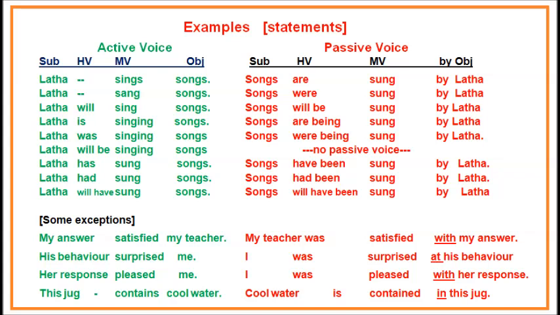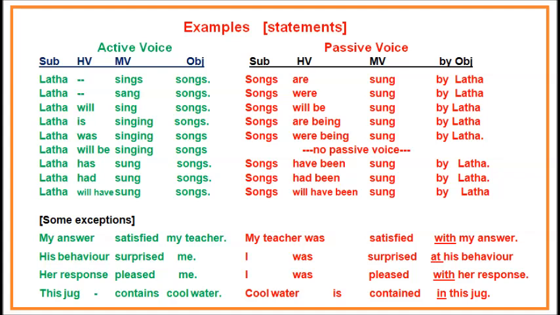Next one, Lata is singing songs. Present continuous tense. Here, songs are being sung by Lata. Singing has become sung. Next, Lata was singing songs. Songs were being sung by Lata. Lata will be singing songs. No passive voice for this sentence. Future continuous tense doesn't have a passive form because the original be form is already used in the active voice itself.